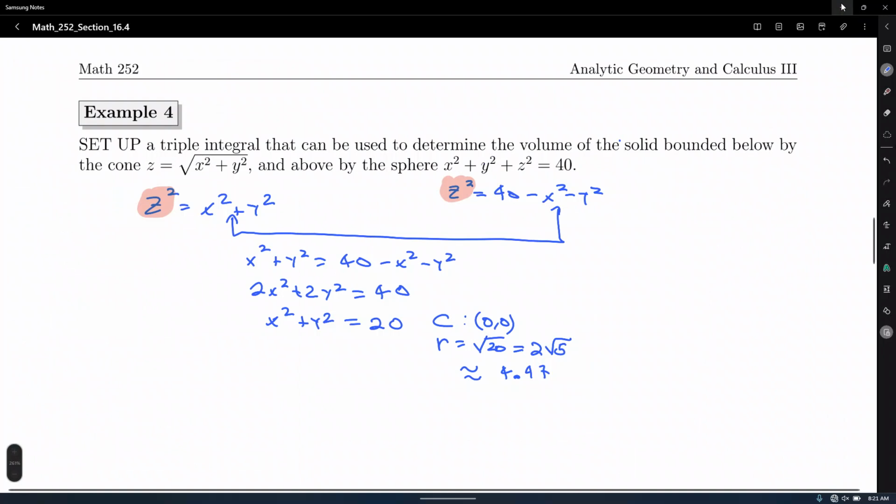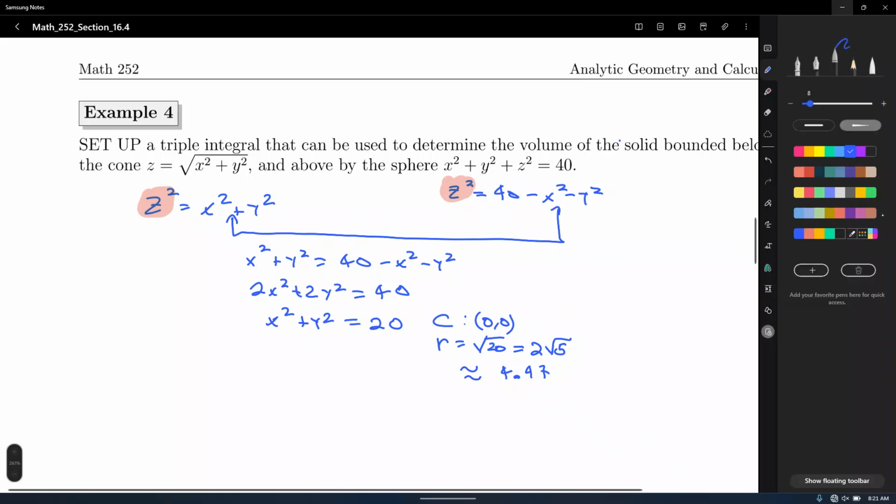What do we have so far? So we have the intersection curve. Okay. So let me plot that intersection curve here.